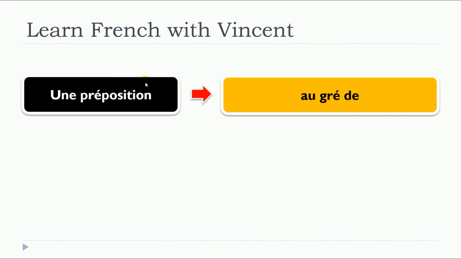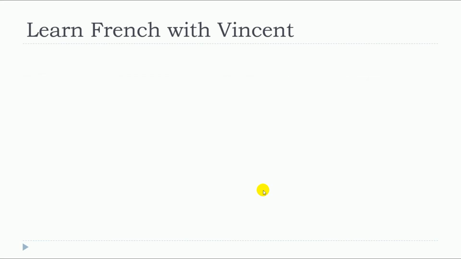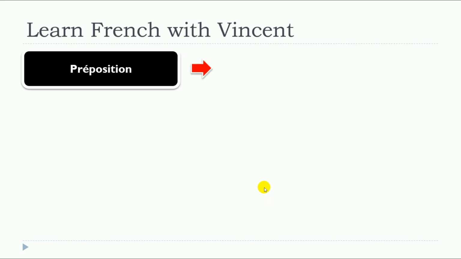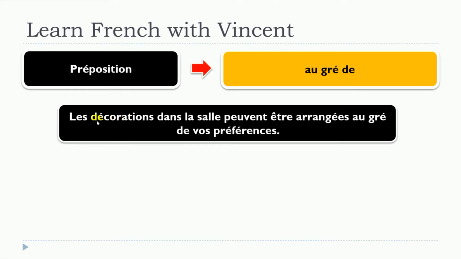So, this lesson is about au gré de. And the preposition au gré de can be translated into according to, in accordance with, at the discretion of, or as dictated by in English. And so we'll see four examples with au gré de.